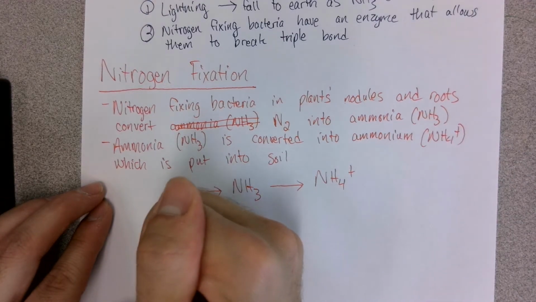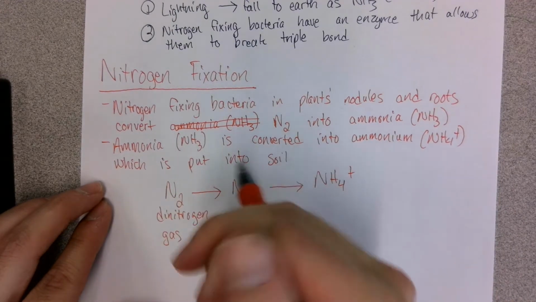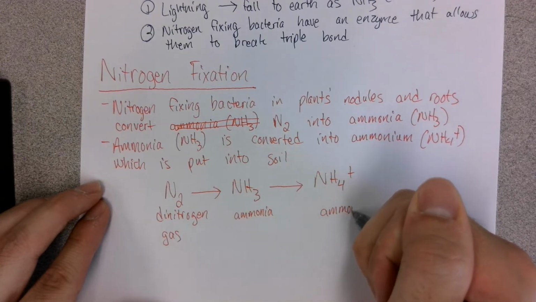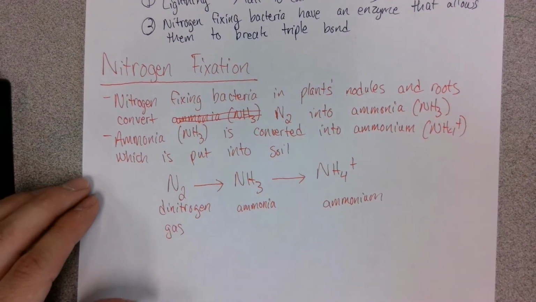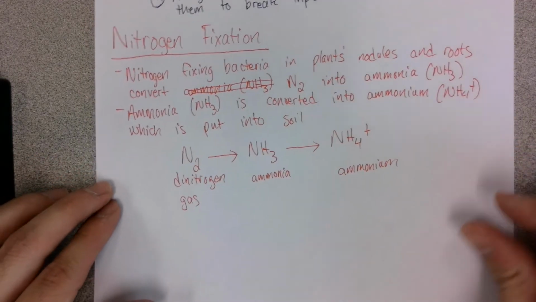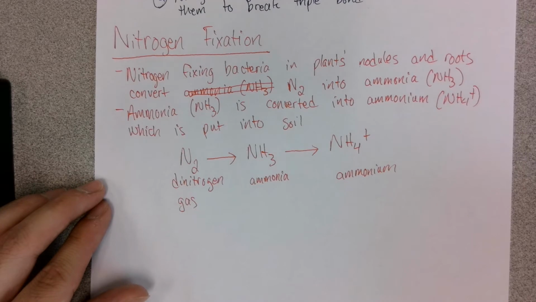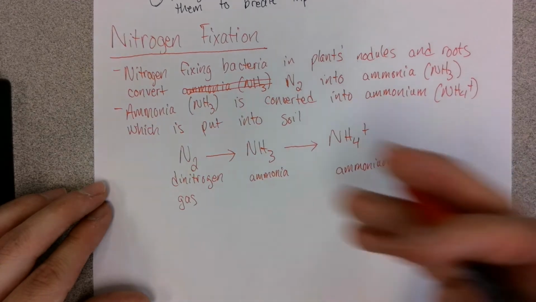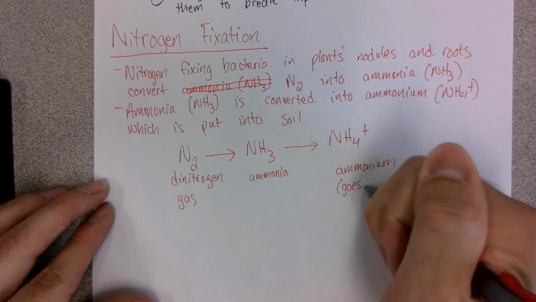So this is dinitrogen gas. This one here is ammonia, and this one here is ammonium. This ammonium is going to be put into the soil, and then that's when the next process can happen, and we'll talk about that one now. Whenever we put this ammonium into the soil, plants don't actually want to use ammonium. They would much rather use nitrate, which is NO3 minus. So after nitrogen fixation, this ammonium goes into the soil.